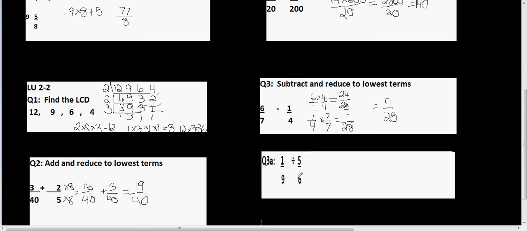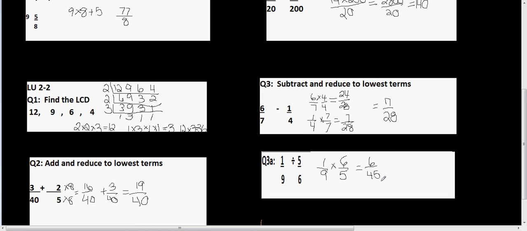Division, how do we handle that? Well, in division, what you have to do is invert one of the fractions and then multiply. So what we have in this case is 1/9 times 6/5. We multiply them, and that is going to give you 6, and 9 times 5, 45. 6/45.